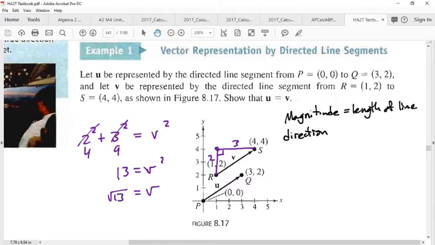So what is the length of RS? Root 13. Actually, I should say, what is the magnitude of RS? Another way to write magnitude, check this out: you can write V with a double line on each side. The magnitude of V equals the square root of 13. So if we want to see if these two vectors are equal, their lengths have to be the same. Their magnitudes have to be the same.